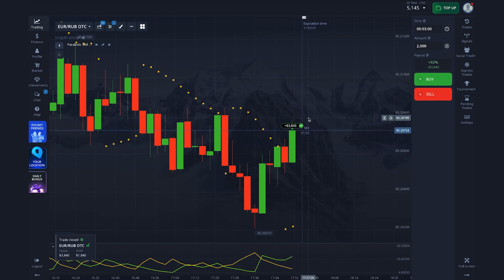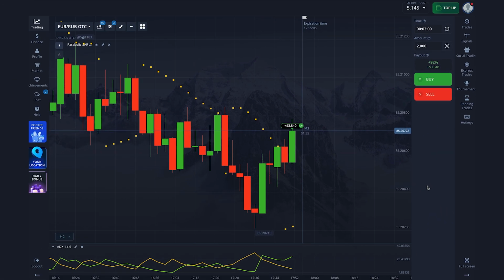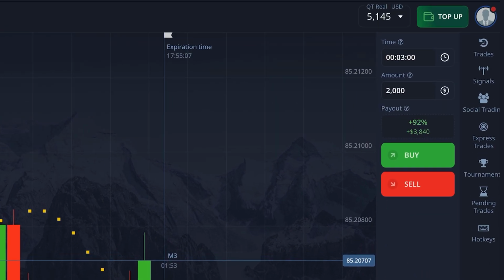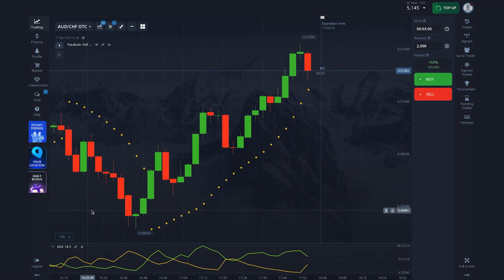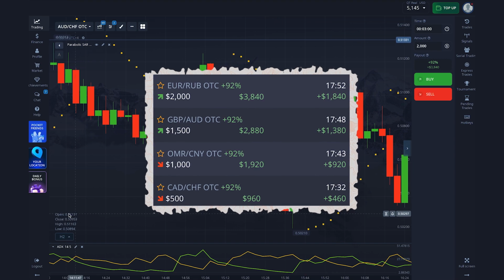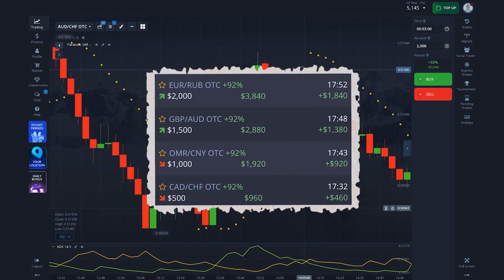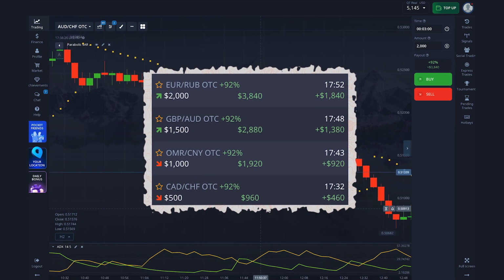Great. The trade brought me $1,840, and my balance has already reached $5,145. Time to sum up the results. An excellent trading session. I increased my balance from $545 to $5,145.